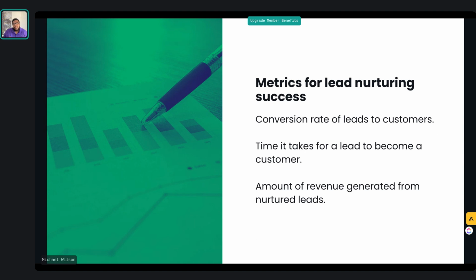And then when we start to think about things like the amount of revenue generated from lead nurture. Now, typically, when it comes to marketing teams, what we'll see is that we really need to understand how is marketing influencing revenue in the first place, right? That is not always the easiest thing to track.